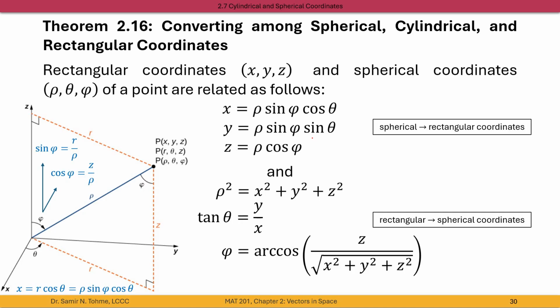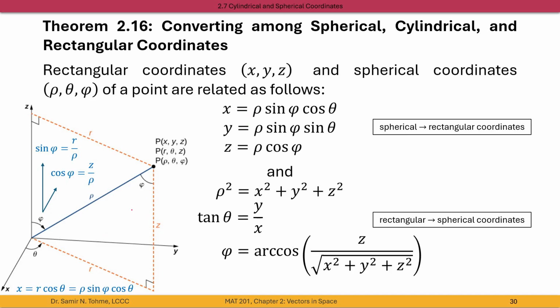Let's find the equations that let you convert between spherical to rectangular and from rectangular to spherical coordinates. Consider this point again in space. This is x, y, and z in rectangular. In cylindrical, it is given by r, theta, and z. In spherical coordinates, rho, theta, and phi.